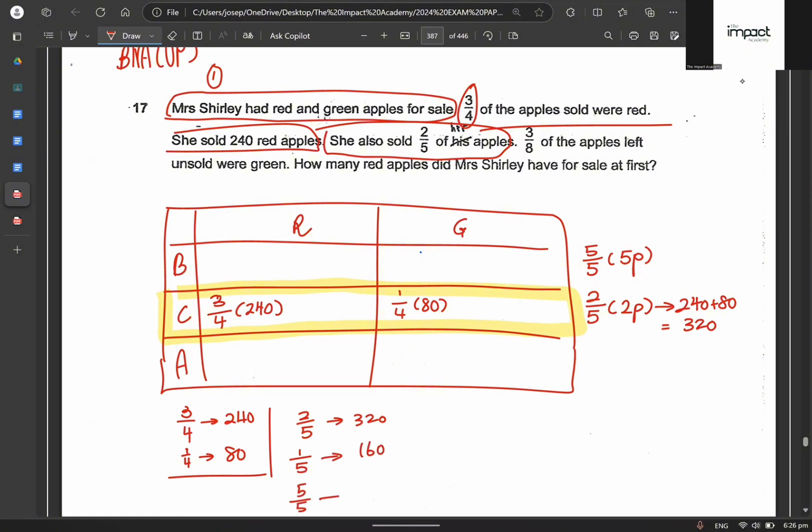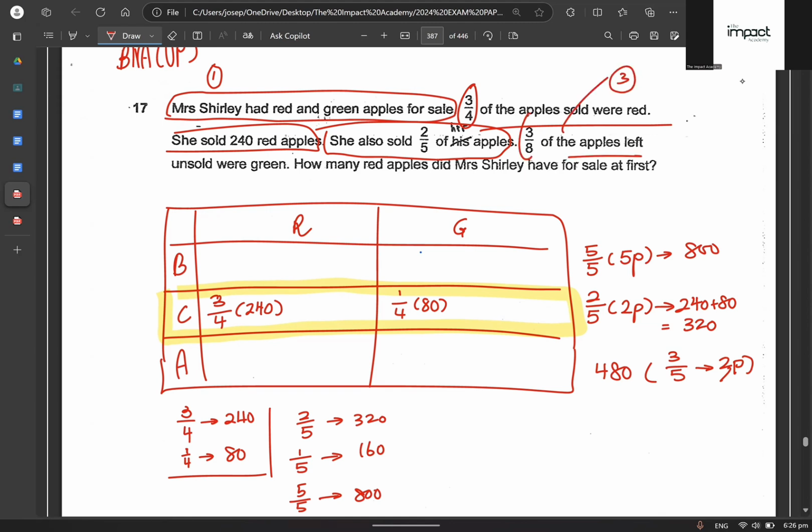Find your 5/5. Agree or disagree? This is 800. Can you understand? So this becomes 480, which is also my 3/5, which is also my 2 parts. Actually, 3 parts. Agree so far? Sentence number 3.